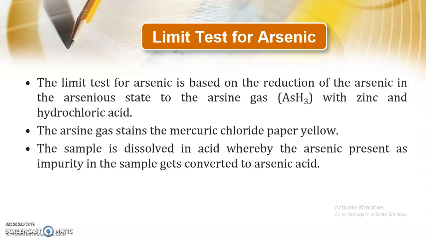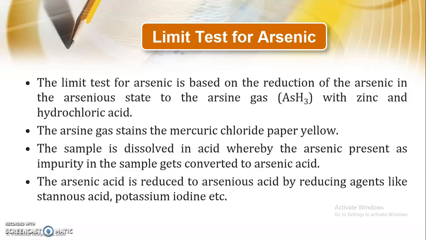whereby the arsenic present as impurity is converted into arsenic acid. This is the first step. The conversion of arsenic into arsenic gas is a step-by-step procedure. First, when the sample is dissolved in acid, the arsenic present is converted into arsenic acid. Further, this arsenic acid is reduced to arsenious acid. Remember, first arsenic acid is formed and then arsenious acid.